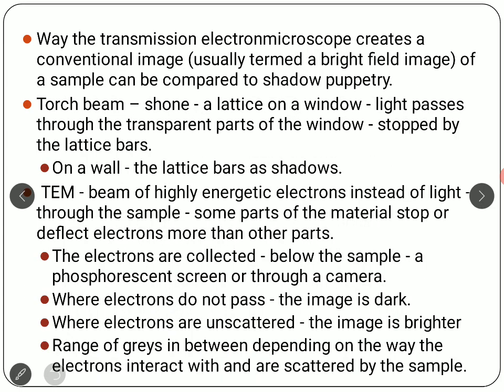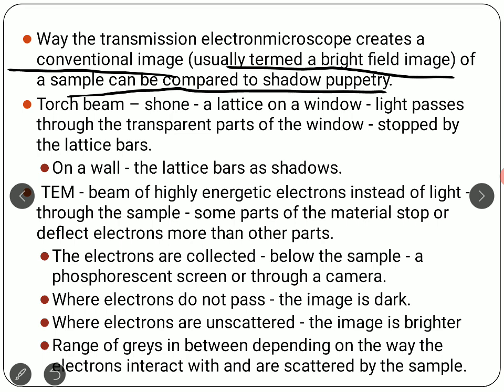The way transmission electron microscopy creates a conventional image is by using bright field imaging. The image we saw in the previous slide was a bright field image, and it can be compared to a shadow puppet show, where someone uses shadows. Let's take an example: you have a torch, and you shine it on a window with a lattice.